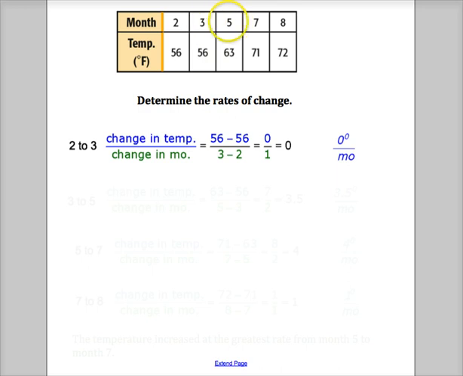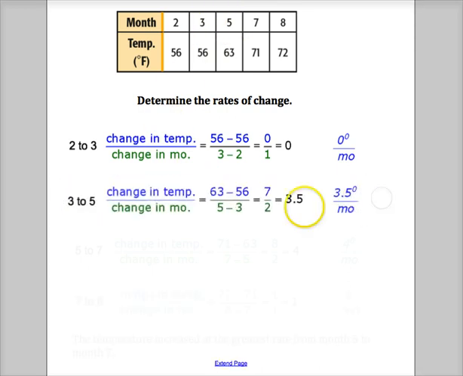From month 3 to 5, that's a change in 2, right? You have 2 here. And the change in temperature was 7. If you notice, we're always going from the second value to the first. So from 3 to 2, we subtracted 56 from 56, and in this case, 63 minus 56. We want to make sure that we're going in the correct direction. So that's a change of 3.5.